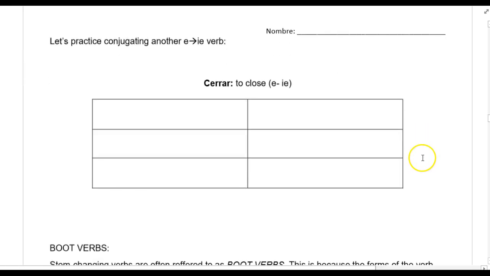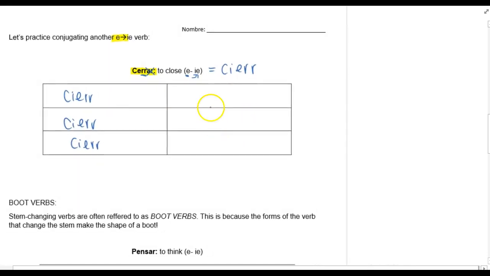Alright? So now we're going to conjugate another E to IE verb. In this case, we have the verb cerrar, and cerrar means to close. We would be doing the exact same thing. You would drop your ending of the AR, and then the letter E turns into an IE. So my new stem would be cierr. Now don't forget that there's two R's right there, so you want to include both of them. So you're going to fill in your chart with that: cierr, cierr, cierr. Now nosotros, again, don't forget that it's going to be a little bit different.